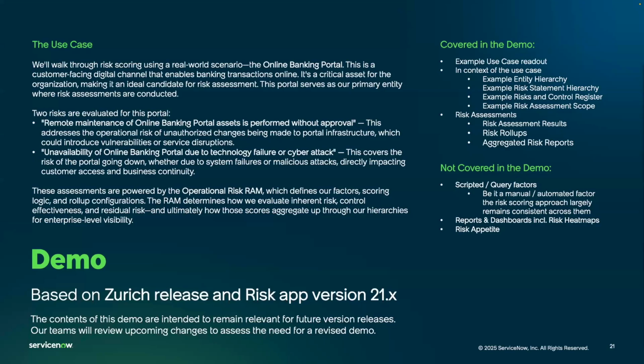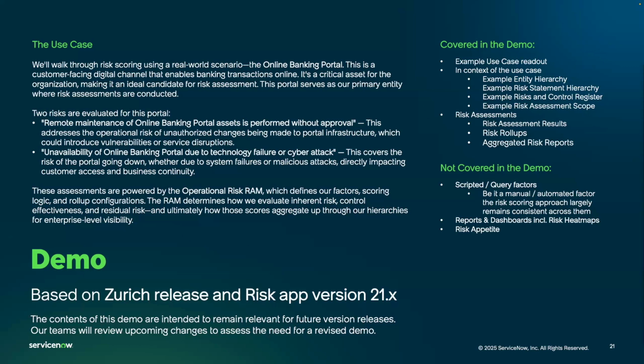Also, to call out quickly, the entity hierarchy of our online banking portal sits within a four-level organizational structure. The online banking portal rolls into retail online banking, customer banking, and Alpha Bank. Scores will roll through each level, giving progressively broader views of risk exposure.